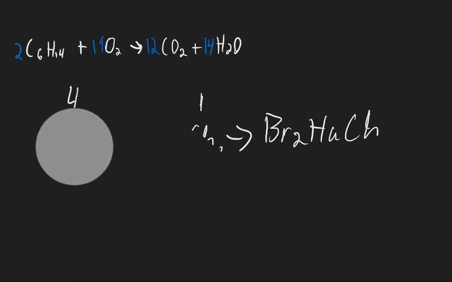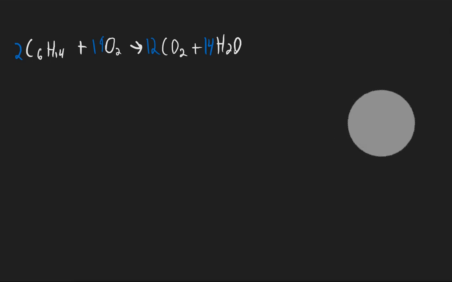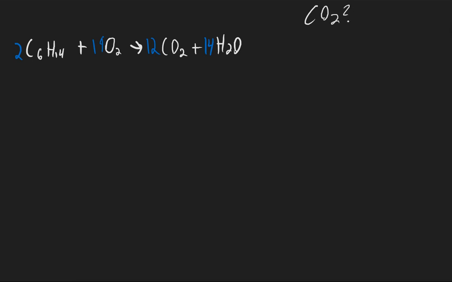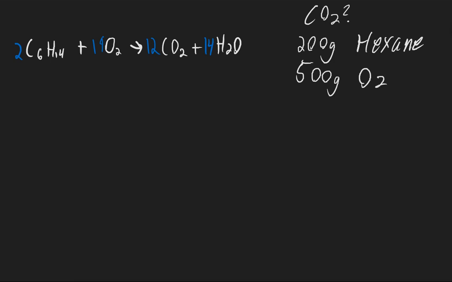So, let's say I'll go ahead and erase this out of the way. Let's say we had a situation where we want to figure out how much carbon dioxide, how much CO2, is produced when we react 200 grams of hexane, the molecule on the far left, C6H14, with 500 grams of molecular oxygen, O2.